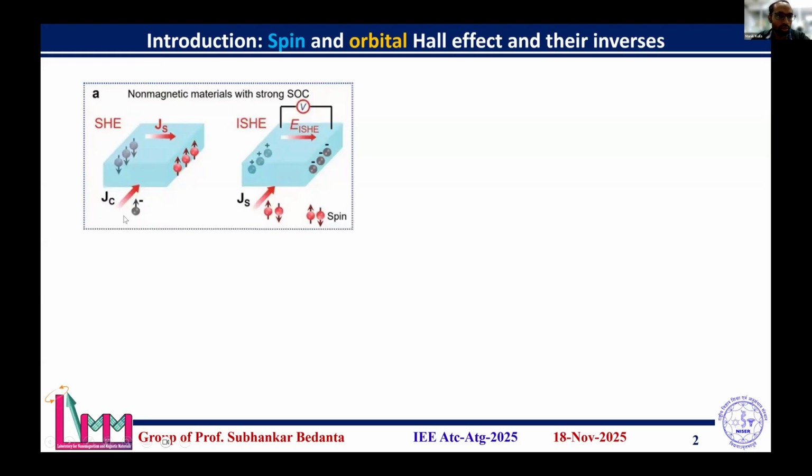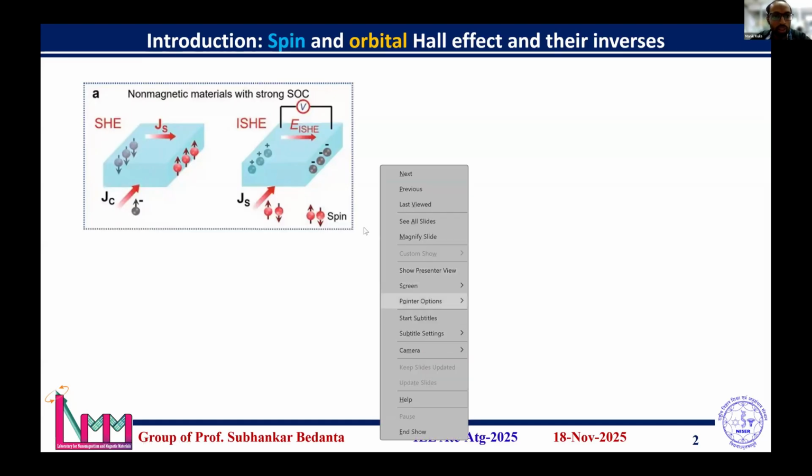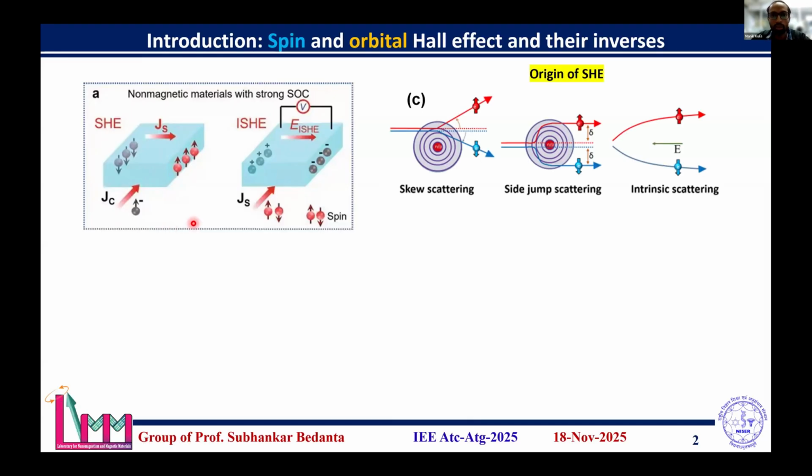As you know, when a charge current runs through a heavy metal like platinum, one can get a spin current in the transverse direction, and when the spin current is pumped into this material, one can get a charge current also. So this is called the spin Hall effect, and this is called the inverse spin Hall effect. The basic origin of the spin Hall effect can be extrinsic or intrinsic.